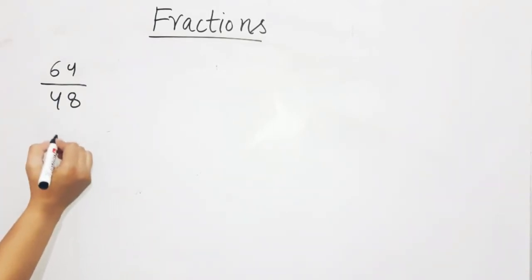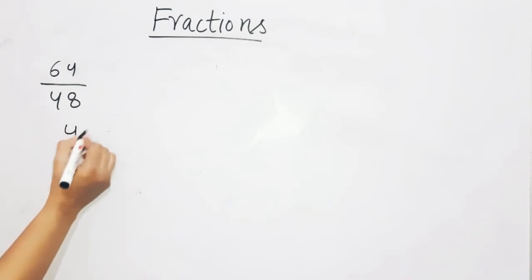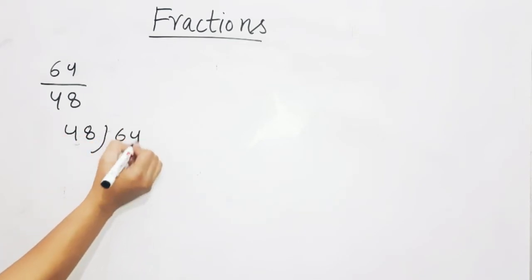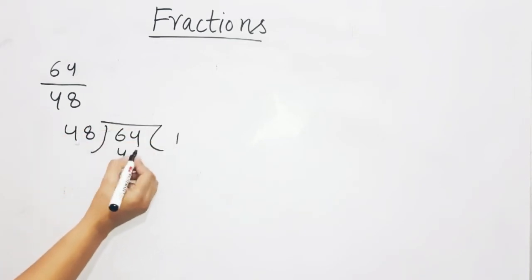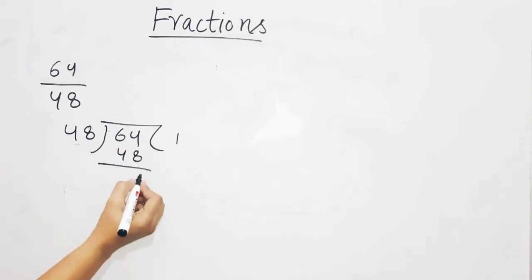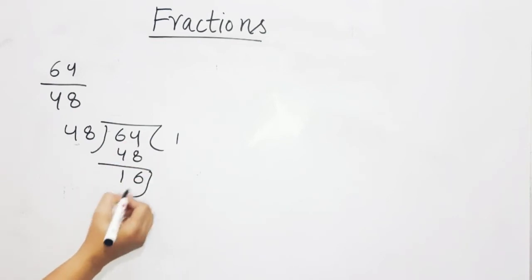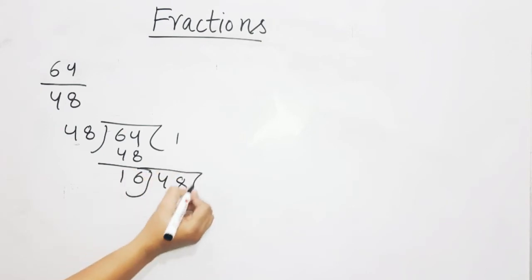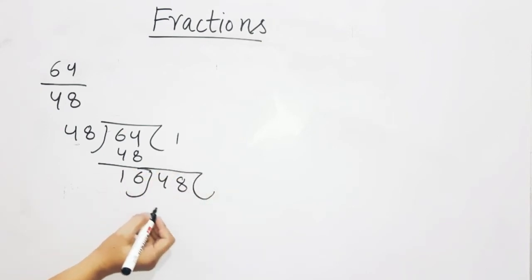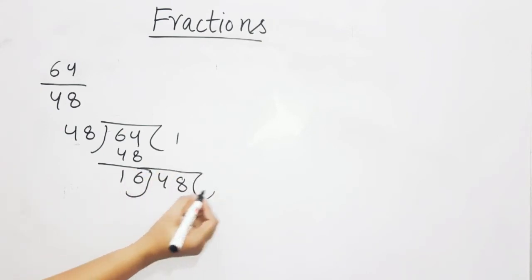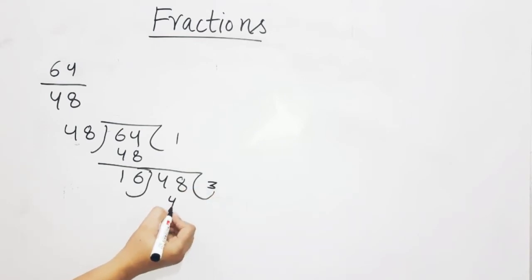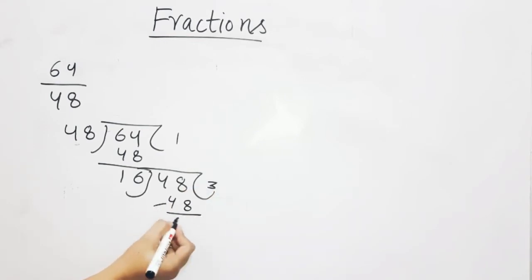The method which I like the most was the division method. So 48 ones are 48, right? Here it will be 16. Now 16 threes are 48, right? So what is the HCF? The highest common factor of these two numbers is 16.